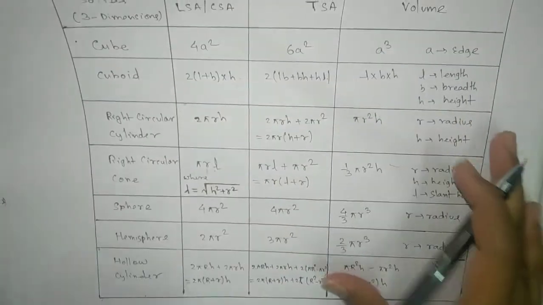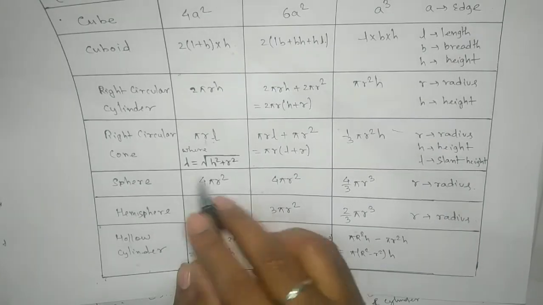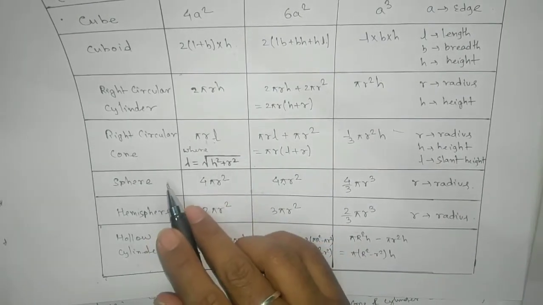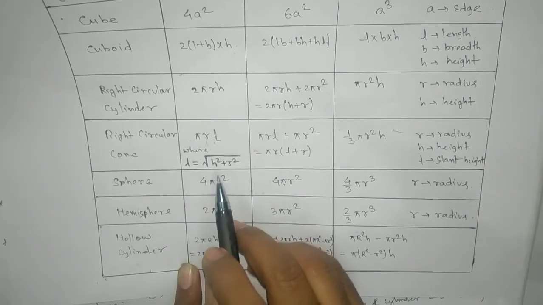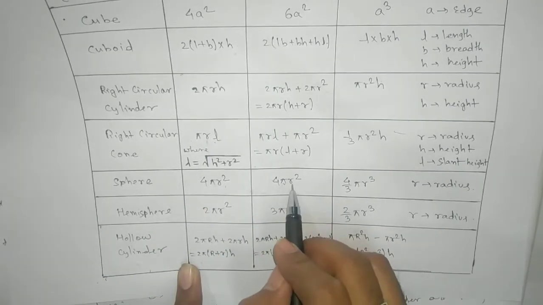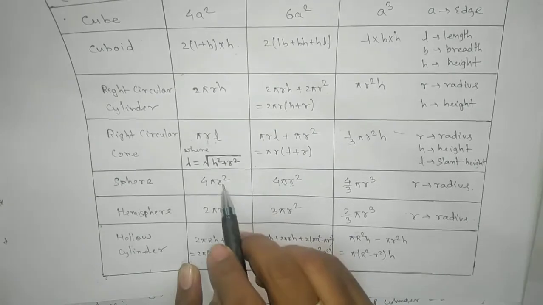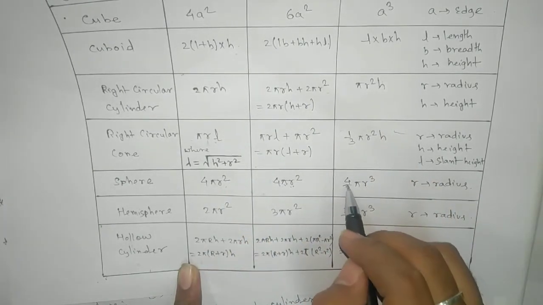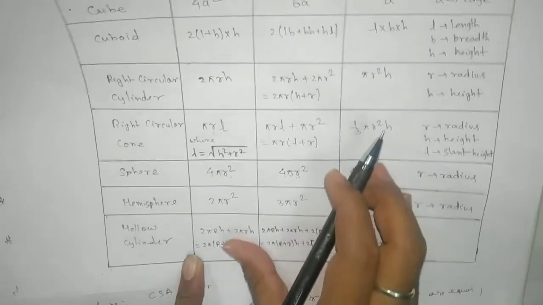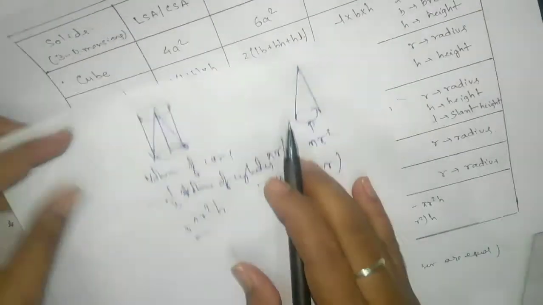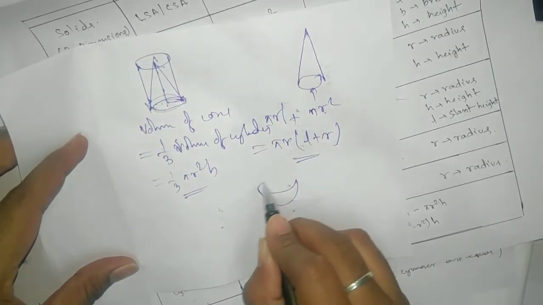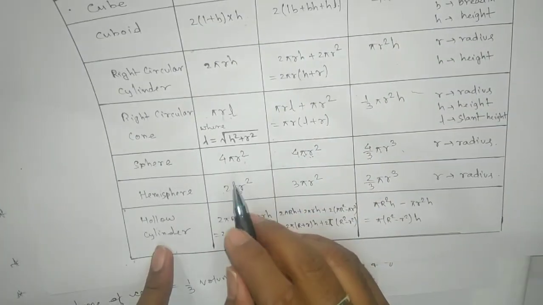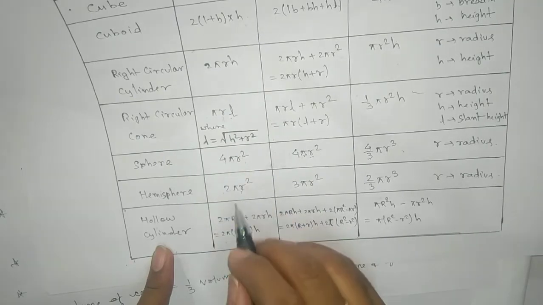Now if you see the sphere, we have the same formula, as we don't have any base in the sphere. That's why the curved surface area and total surface area formula remain the same, 4 pi r square. And the volume is 4/3 pi r cube. Hemisphere means half of the sphere. Then your curved surface area will be half of that sphere, that is 2 pi r square.